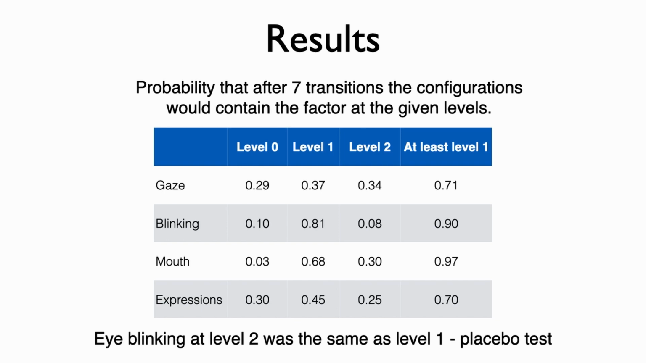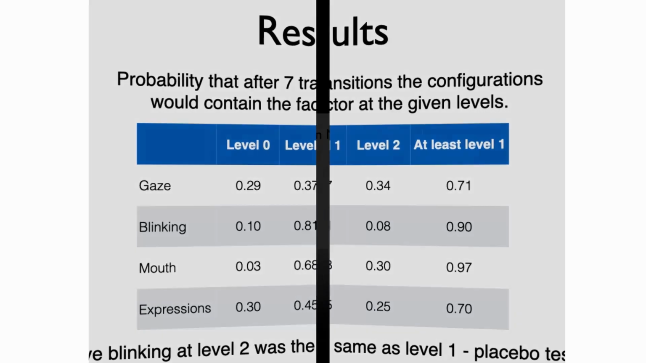And this had a nice test in it, because actually eye blinking at level 2 was the same as at level 1. And if you notice on row 2 here, the subjects did not tend to choose eye blinking at level 2 because they found no difference between that and level 1. So this was a kind of placebo test.